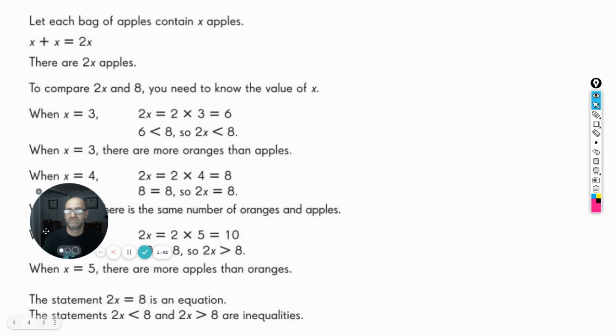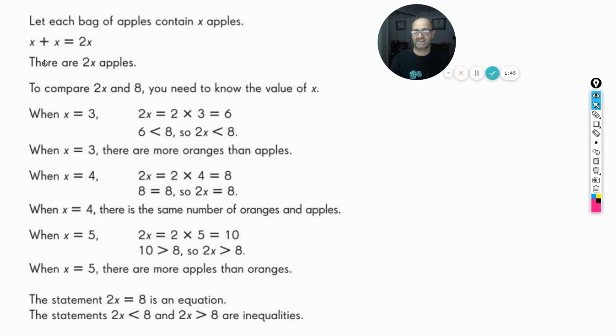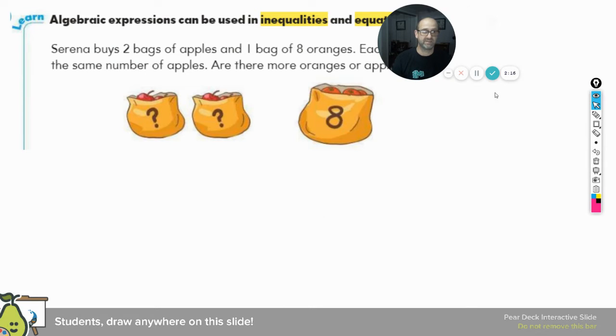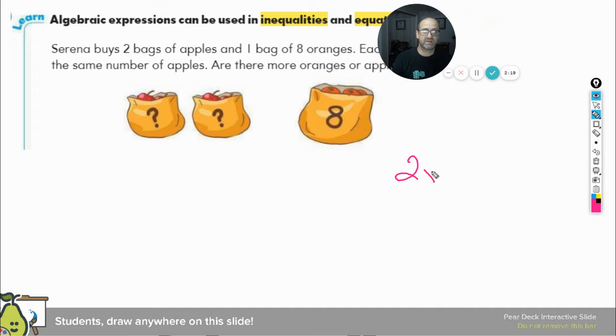Let's see. So let each bag contain x apples. So x plus x is 2x, so there are 2x apples. To compare 2x and 8, you would need to know the value of x. If x equals 3, 2x equals 2 times 3 equals 6. So 6 would be less than 8, and then 2x would be less than 8. If there's 3 apples in a bag, then there are more oranges than apples. If x equals 4, so if there's 4 apples in a bag, okay, this is starting to make sense to me. If 2x is blank compared to 8.